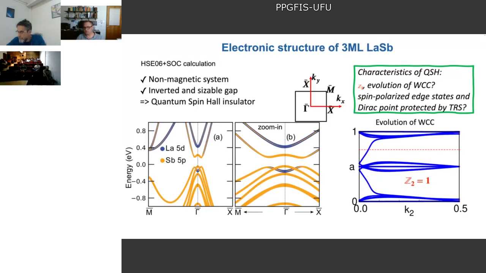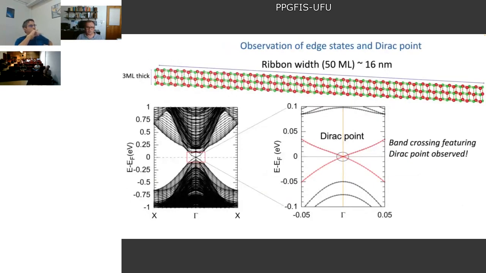So we calculated the topological invariant for the three monolayers here. We also did it for five. And basically, it makes the system a quantum spin Hall insulator. And this is the characterization, just looking more closely at this, of what we did.